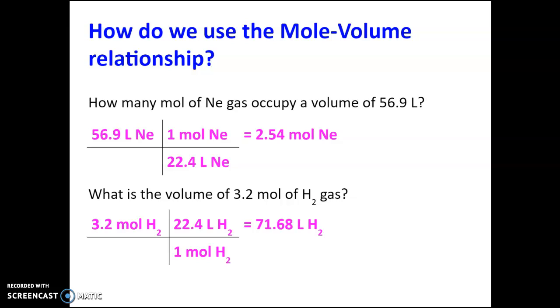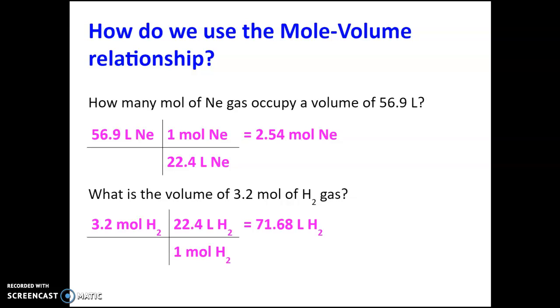The next question asks us what's the volume of 3.2 moles of hydrogen gas. So we'll start with what we're given, 3.2 moles of hydrogen gas. Use our conversion factors. So divide by 1 mole of hydrogen gas times 22.4 liters of hydrogen. And that gives us 71.68 liters of hydrogen.